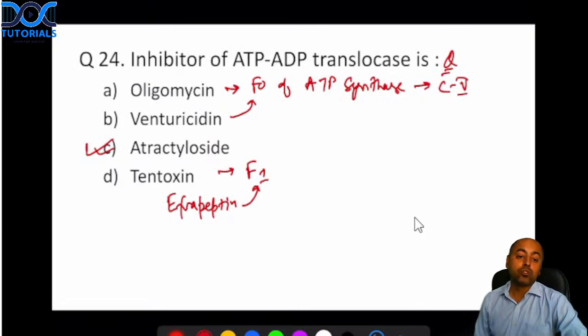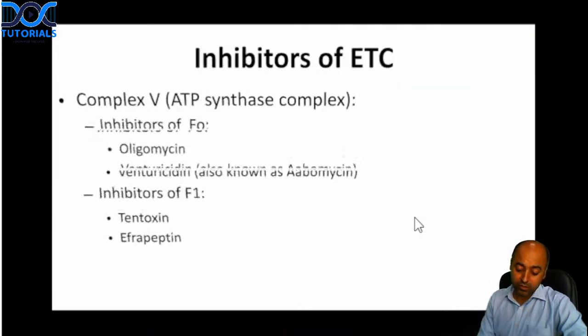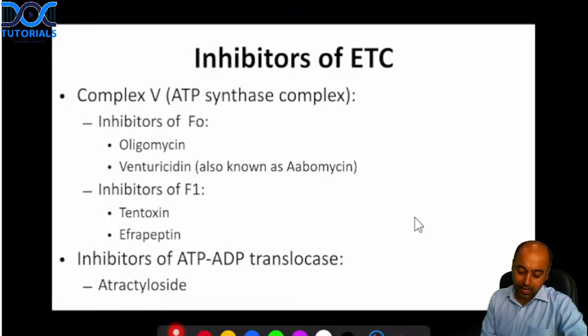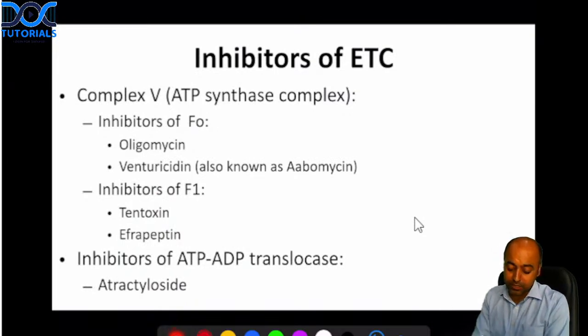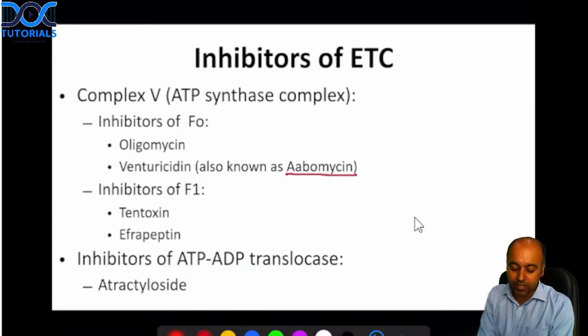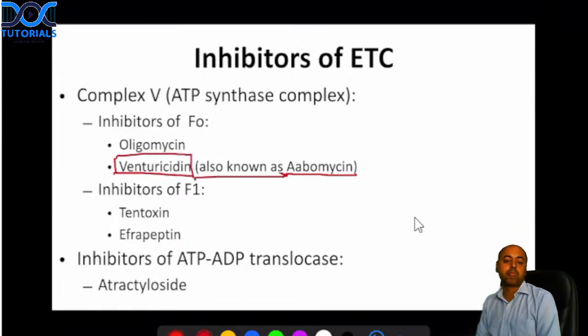So here the answer is atractyloside. You should know the other molecules, how and where they are acting. Oligomycin and venturicidin will act on F0, whereas tentoxin and efrapeptin will act on F1. So this is listed here. Atractyloside is inhibitor of the ATP-ADP translocase. Please make note of this name, aurovertin. The other name for venturicidin is ossamycin.